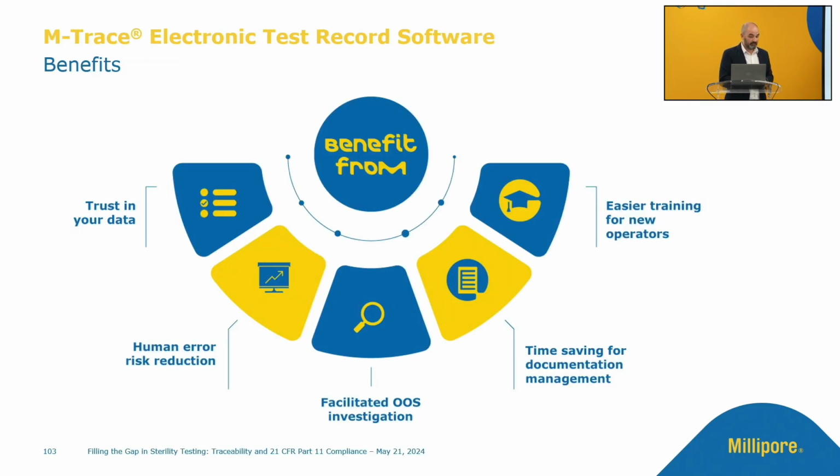So just in a nutshell, the benefits of our mTrace electronic software are to really trust in your data, to make sure that you record everything and there is no question about the validity of the test. There is also a reduction in the risk of human error because all the procedure can be displayed to the operator. It's directly visible. It facilitates the investigation in case of out of specifications.